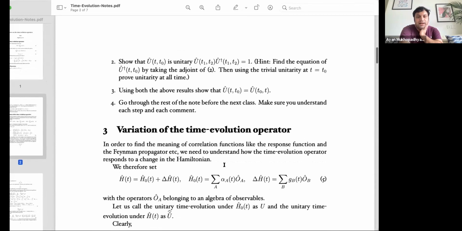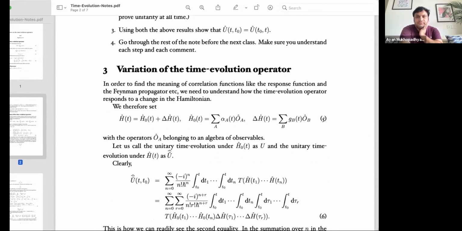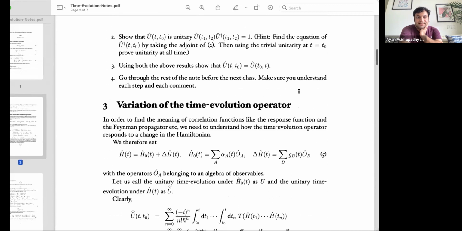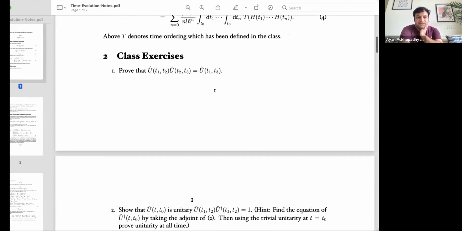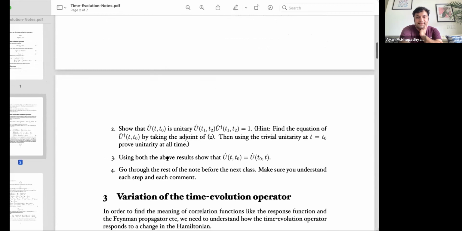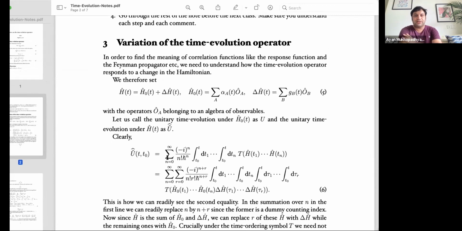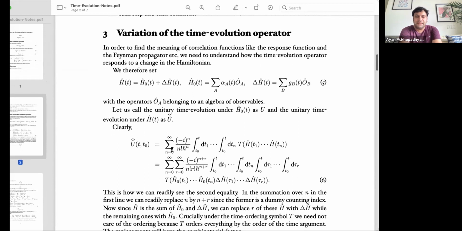Okay, very good. So now where are we? Okay, so we have gone through these things now. In this part, what we are trying to do is relate the time evolution using two different Hamiltonians. This is going to be very important for us to understand the physical meaning of different things.